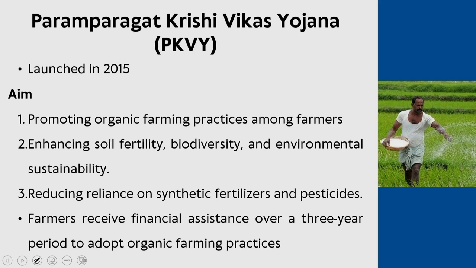Launched in India in 2015, the Paramparagat Krishi Vikas Yojana is a government agricultural scheme aimed at promoting organic farming. Please note, not only farming, but organic farming practices among the farmers, while enhancing soil fertility, biodiversity, and environmental sustainability. So all the factors of ESG, as well as organic farming, are coming into the picture.